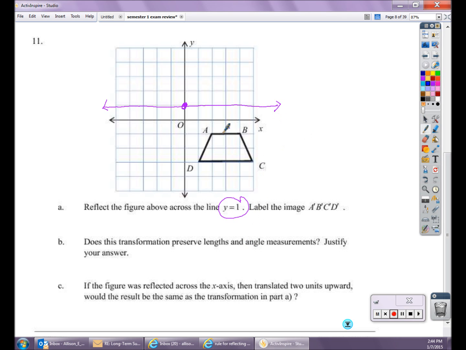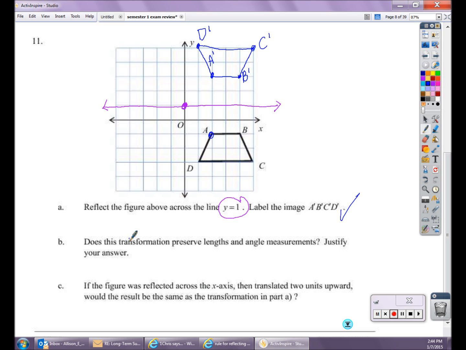All right, so I'm just going to count A, 1, 2, pass it, 1, 2. There's A prime. B, 1, 2, pass it, 1, 2, B prime. C, 1, 2, 3, 4, pass, 1, 2, 3, 4, land right there. And D, same thing, 4, it's going to land right there. Make it look nice and pretty. Next dot, do a better job than me. And bam, reflect the figure across. Done.